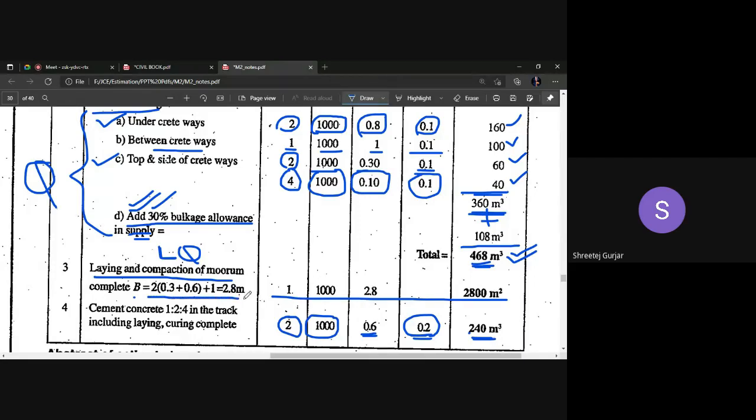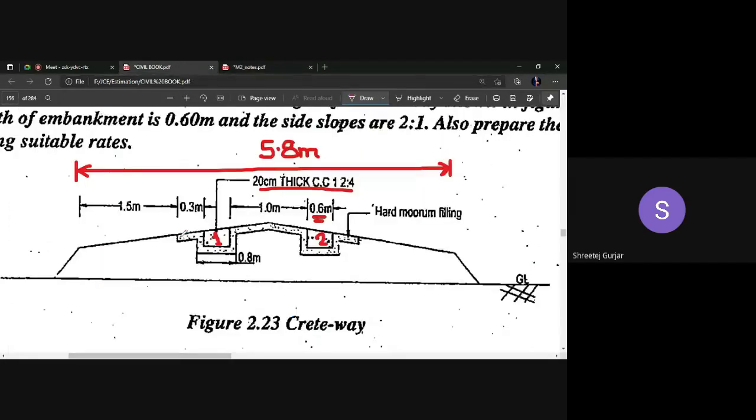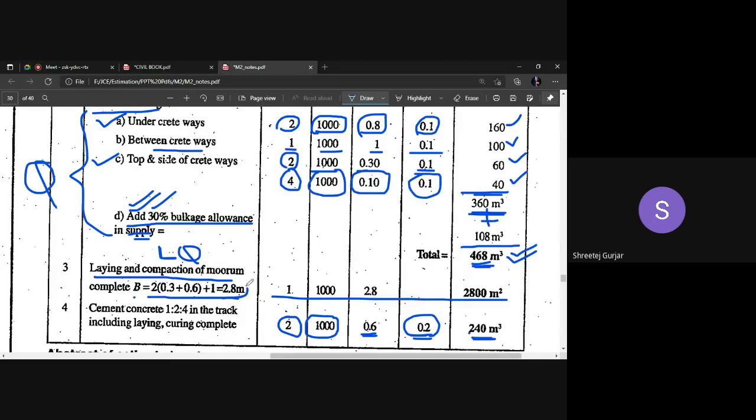So we are consolidating only the top surface, right? We are compacting this surface and not the inside part. We'll run our bulldozer or whatever compaction machine only on this surface. So we need to know what this length is. We can calculate 0.3 plus 0.6 plus 0.5, half, into 2. How much is it? It is 2.8.